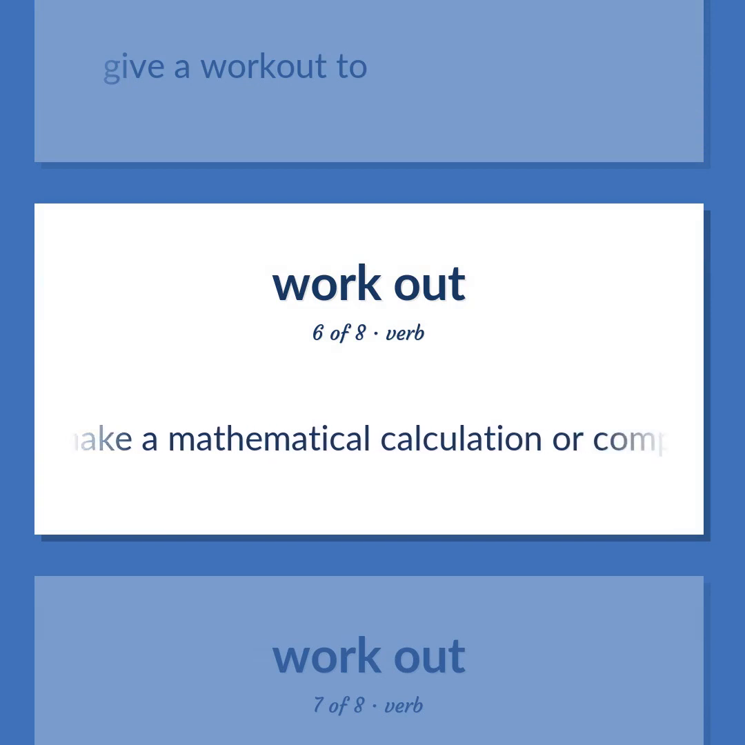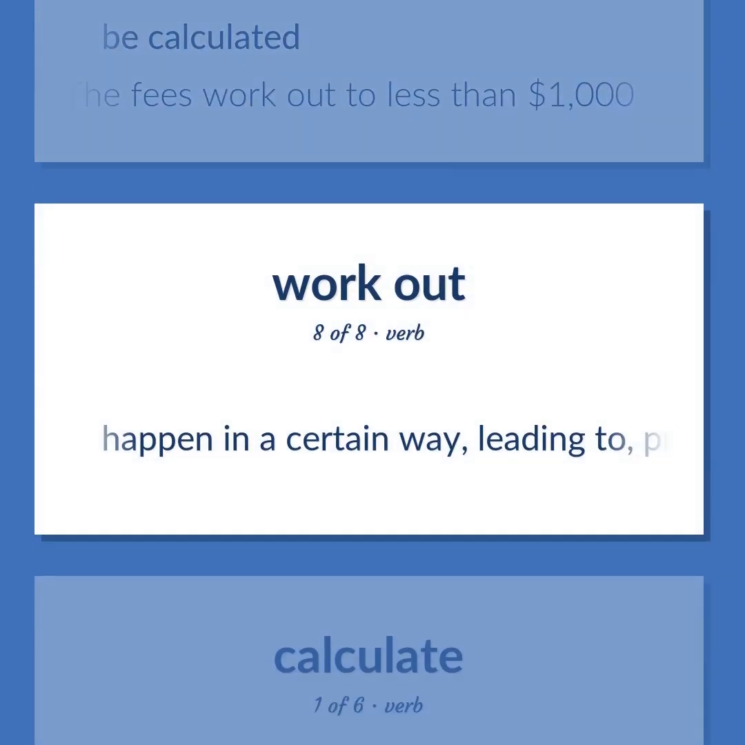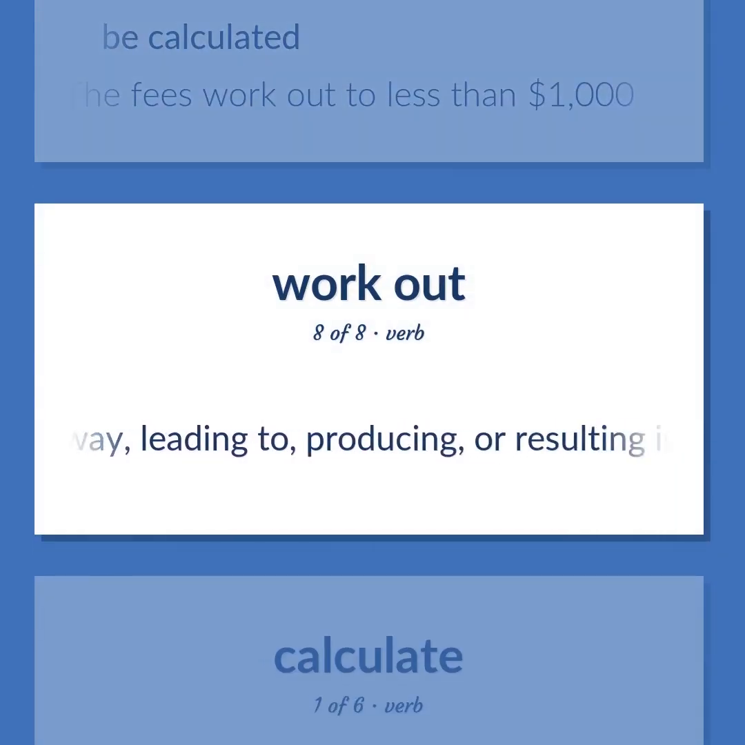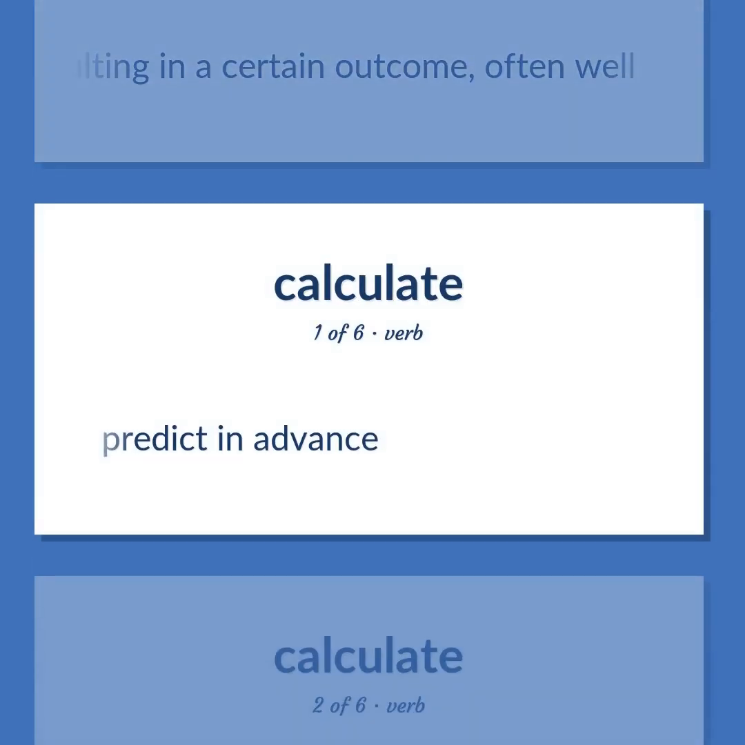Make a mathematical calculation or computation. Be calculated. The fees work out to less than $1,000. Happen in a certain way, leading to, producing, or resulting in a certain outcome, often well. Predict in advance.